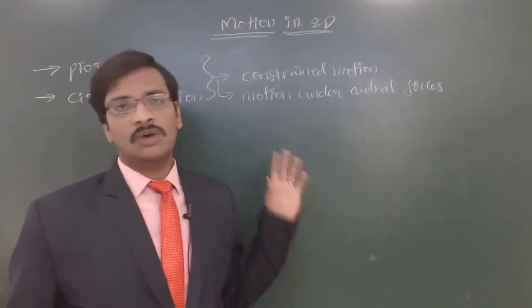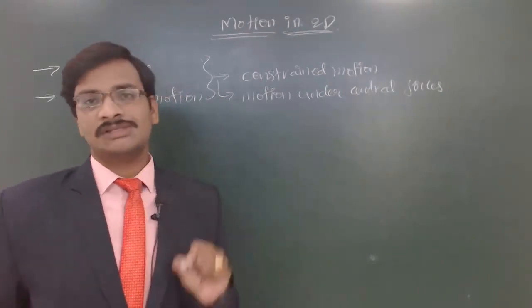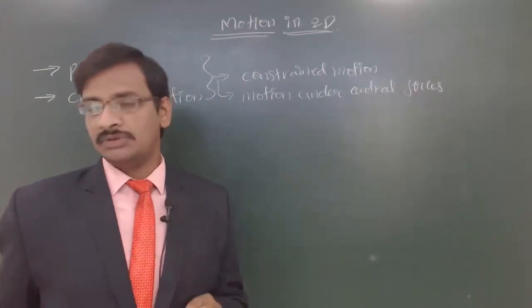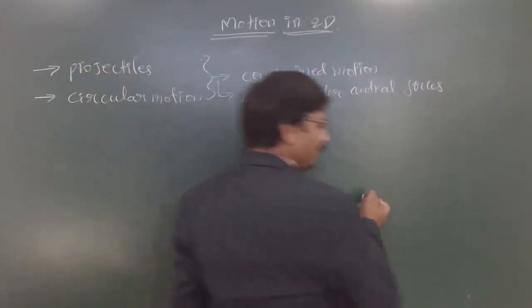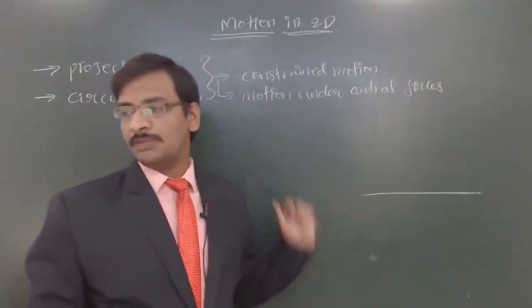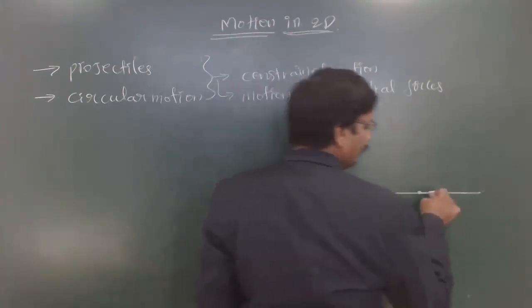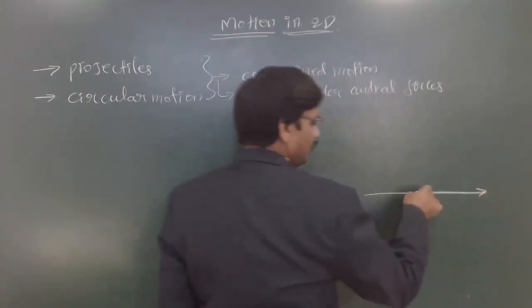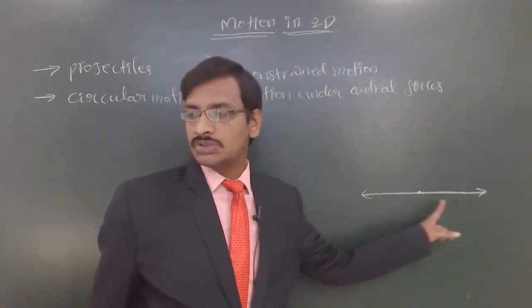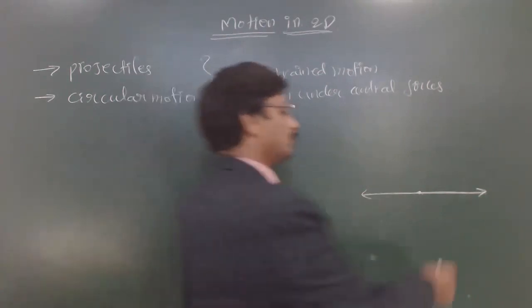Right? So what it means for us is, as I explained earlier, one dimensional motion is nothing but displacement only in one direction, that is, only one dimension is sufficient to describe the complete motion of the particle. Suppose a particle is taken in this way, then it can go in this direction or in this direction, but it will always stay in the same line. This is one dimensional motion.